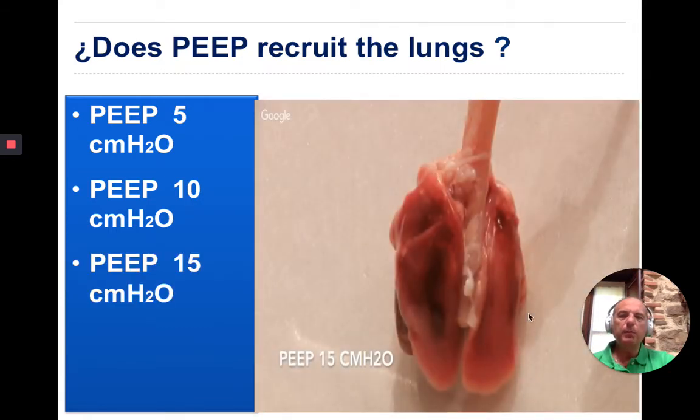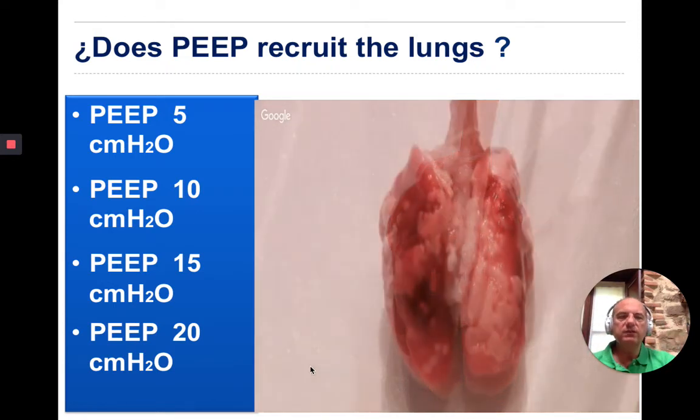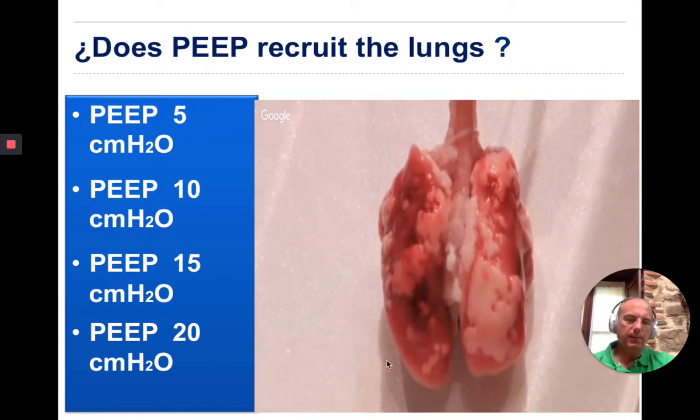Then I went to PEEP of 15. If I gave you an exam, I'm totally sure all of you would say, oh, with 10 of PEEP, everything is fully reopened in 5 seconds. After 3 hours of PEEP of 5, nothing changed. Plus 10 of PEEP, 3 hours more, nothing changed. And whenever you reach CPAP or PEEP of 20, that is when you start to increase functional residual capacity. This is pure physics. This is not magic. It's physics.